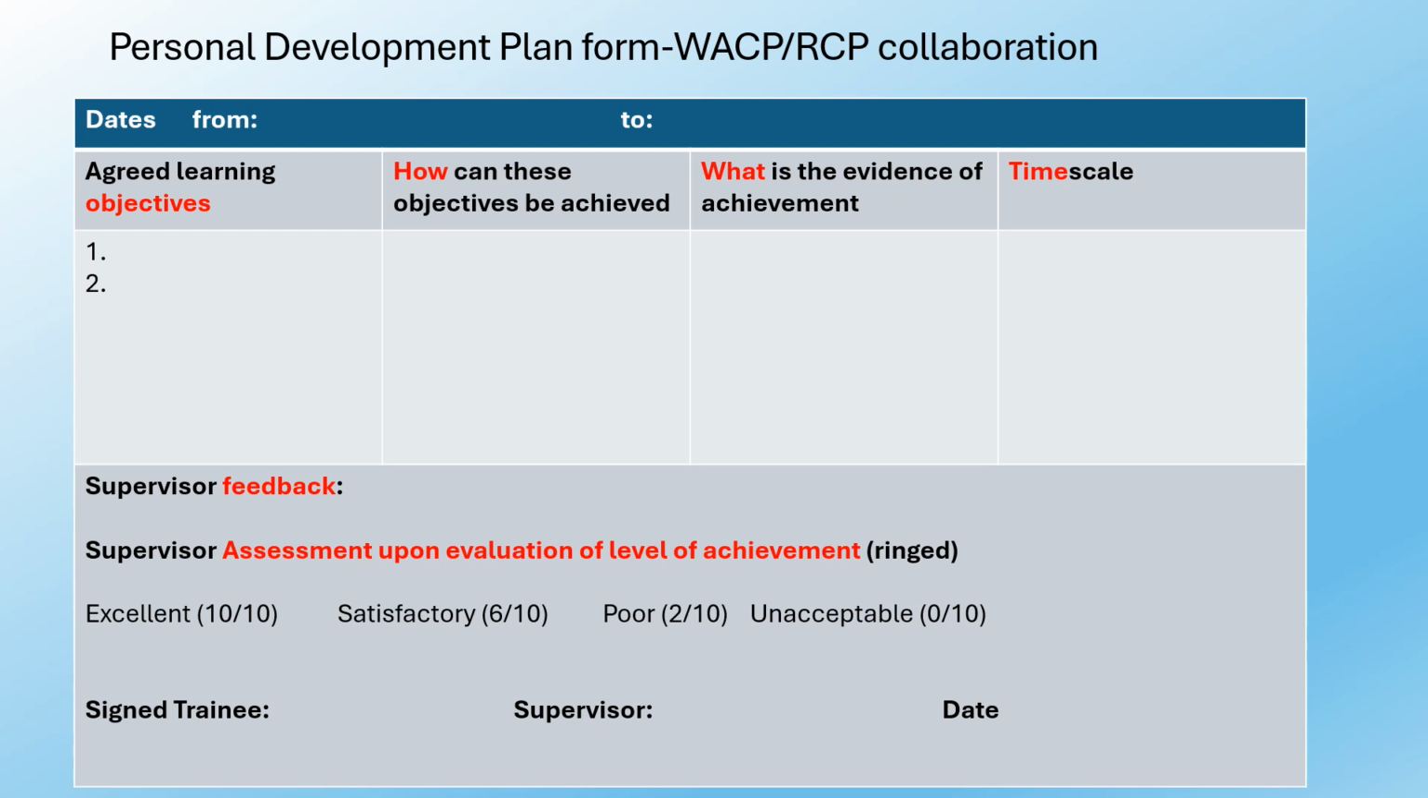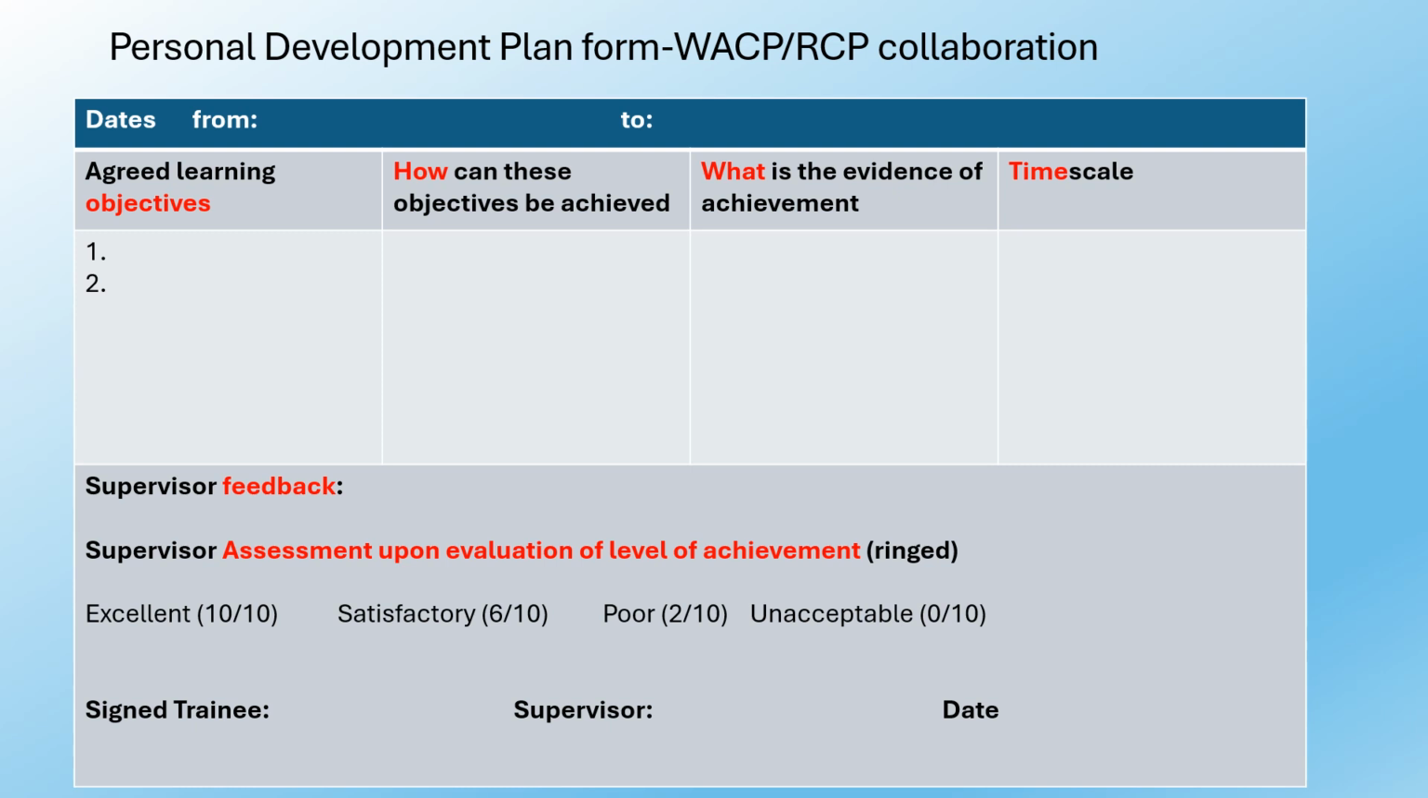I adapted this from the portfolio. This is how the form looks. You find the personal development plan written on top, and you have the dates for each objective that is being considered, the beginning of activities and the end of activities. And the second row, or the first column on the left, you find the agreed learning objectives.